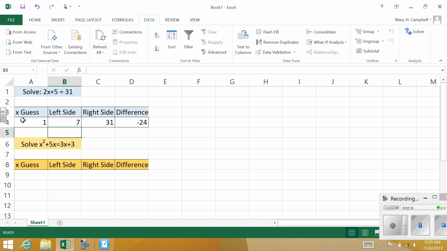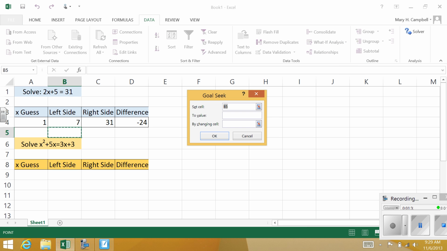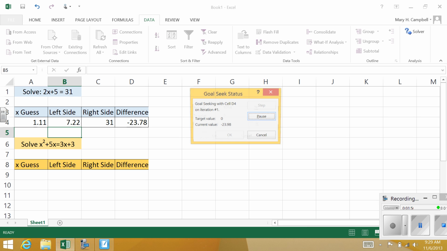So when we pull out GoalSeek, which is under the Data tab, and then go to the What If analysis and GoalSeek, it will say what cell are you interested in changing, and that's the difference. And what we want to change it to is a value of 0. And we're going to make that happen by changing our guess, because after all, our guess was simply a guess. We hit OK, we wait a minute, and it comes up with a solution.